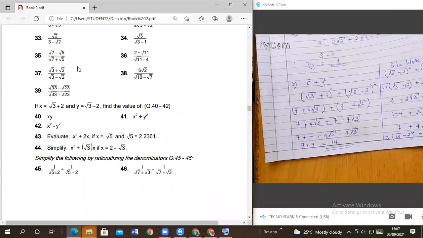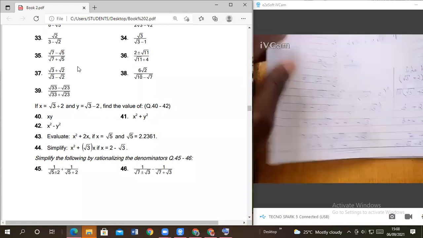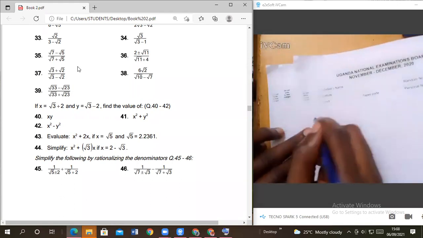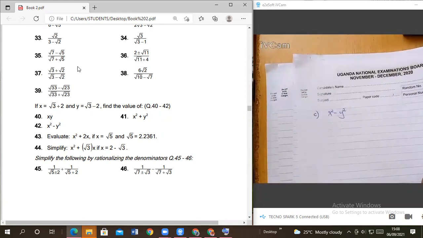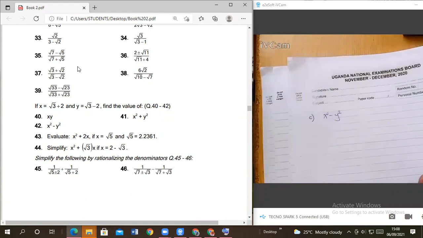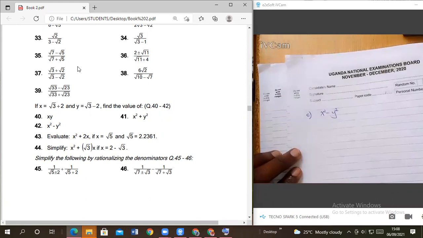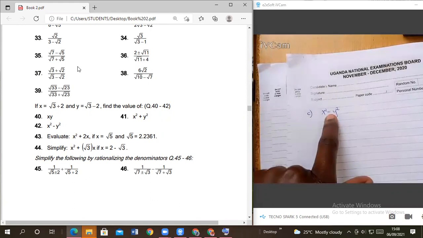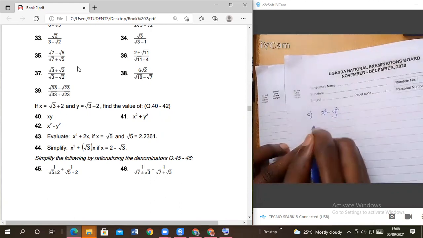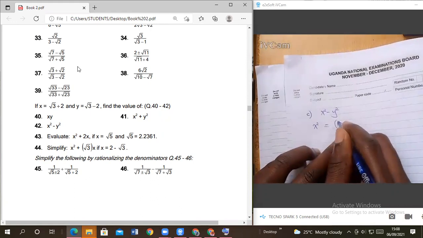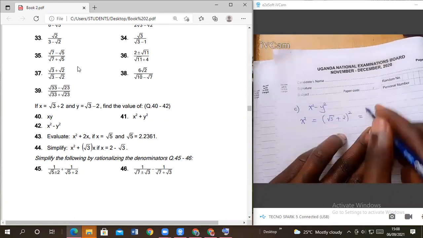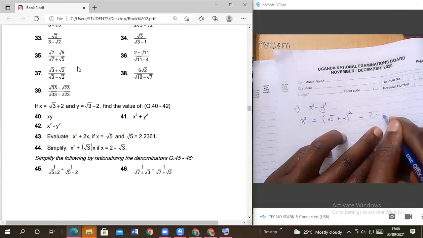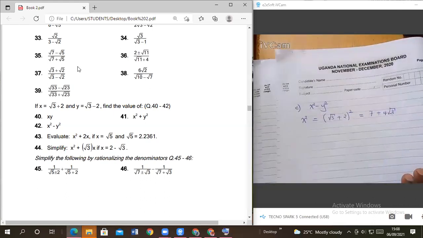Good. Then C, let's look at C. C is X squared minus Y squared. This is more the same as the one we did, but the only difference is that here we are subtracting. So let's look at that. X squared is going to be the same as root of 3 plus 2 squared, which we have already got. What did we get here? We got 7 plus 4 root of 3.